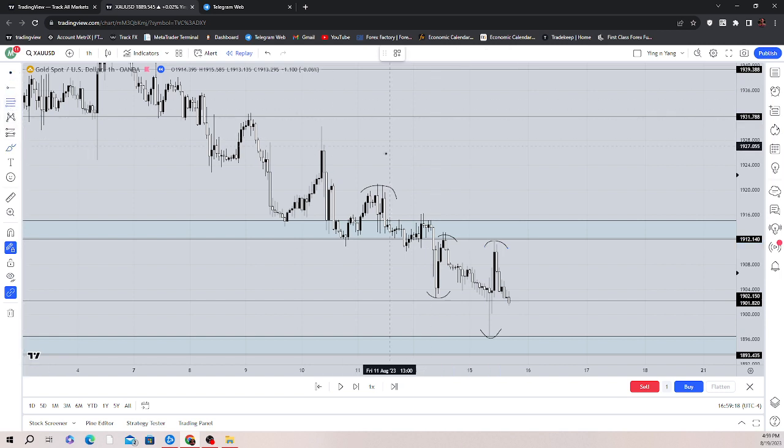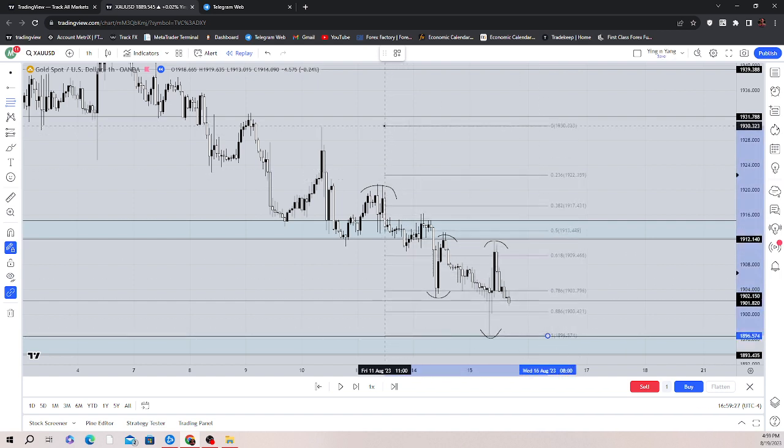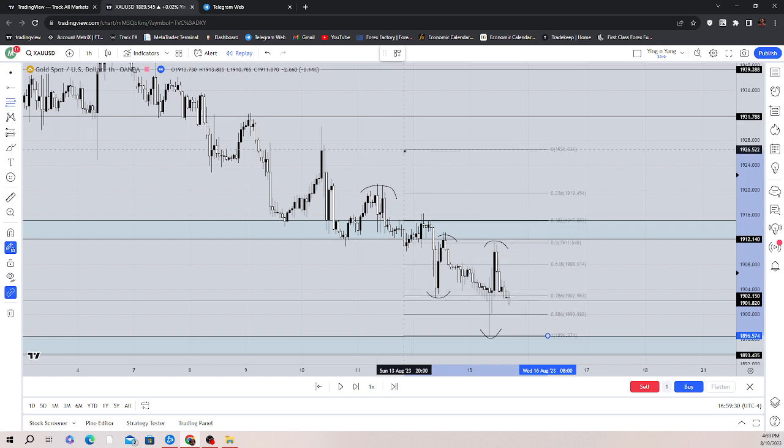I'm going to play around with some Fibonacci here. We can do it bottom to top, like that. I think we'll use this one here. It's probably a little bit better. Yeah, so something along the lines of that.